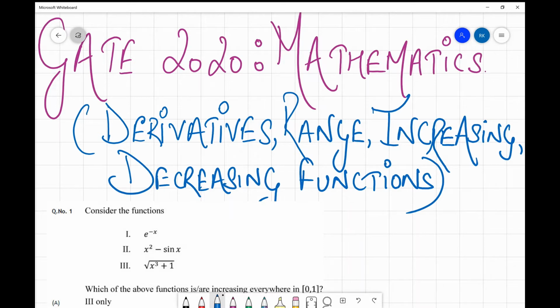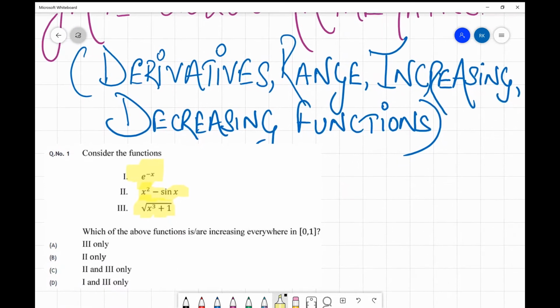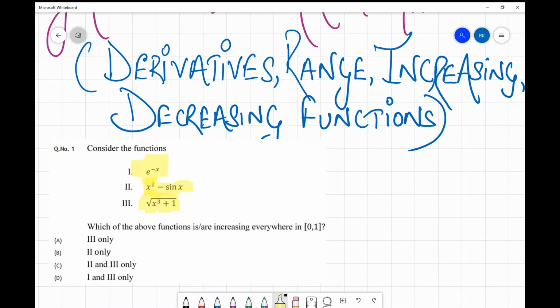It says to consider the functions. There are three functions: e to the power minus x, x squared minus sine x, and root of x cube plus 1. So these are the three functions. Now which one of the following is or are increasing everywhere in 0 to 1? That is the question, and we've been given some options. The examiner has asked which of the above functions are increasing everywhere.